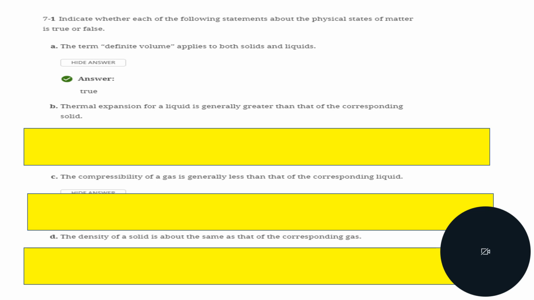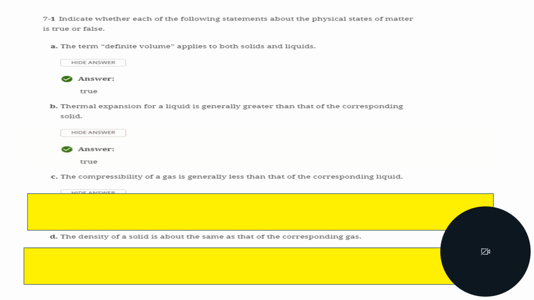For the next one, thermal expansion of a liquid is generally greater than that of the corresponding solid. Again, that's usually true as well. Thermal expansion for a liquid is generally greater than the corresponding solid.